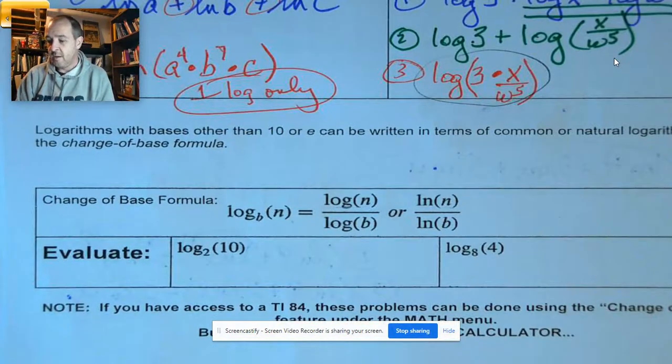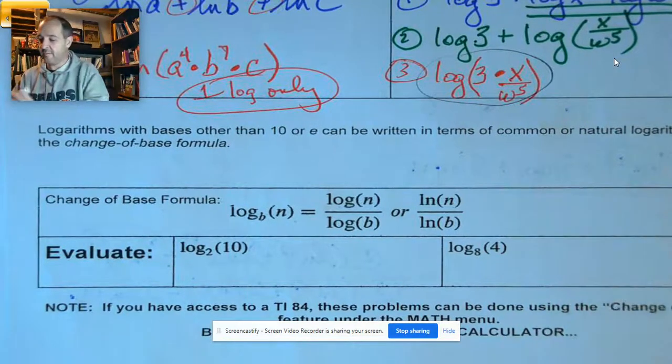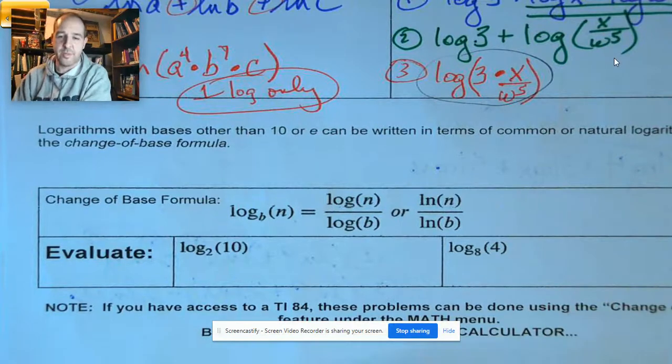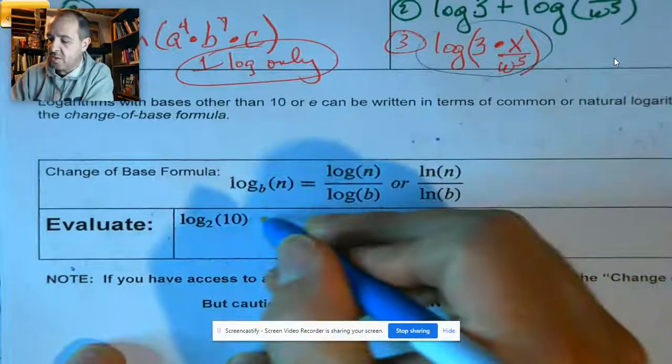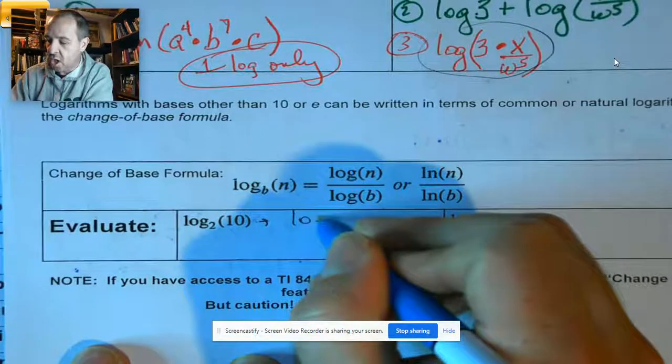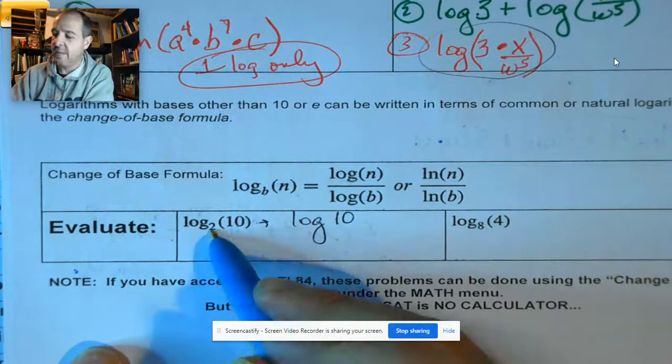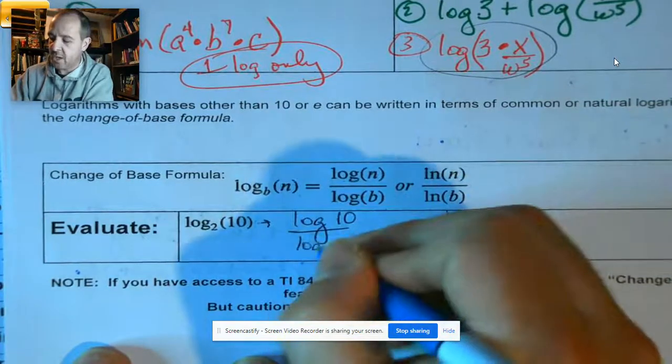So logarithms with bases other than 10 or e can be written in terms of common or natural logs using the change of base. Now, we've talked about change of base before, okay? So we can have a quick change of base here. Now, I'll talk about the note at the bottom here in a second. So we can take log of what's called our value. I call it the big number because that's big, that's little. Log big divided by log little.